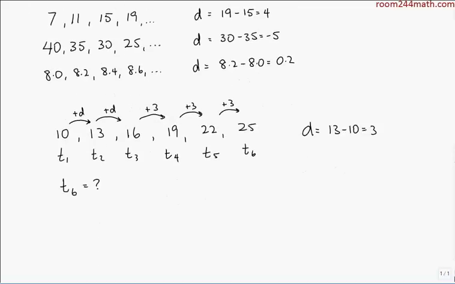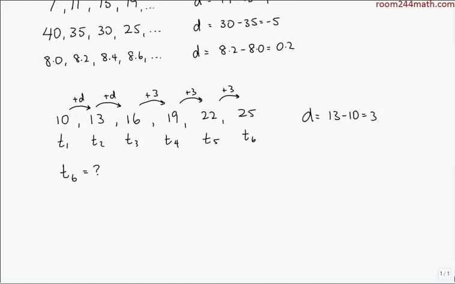Let's break this down a little bit and see what we actually did. We calculated T6 by really starting from T1. How many times did we have to add the common difference? Well, you can see above the sequence there I've got 5 jumps. So T6 is really T1 plus 5 common differences. And T1 is 10.